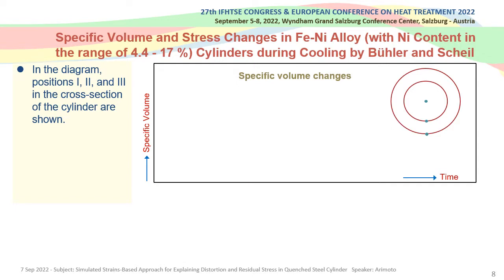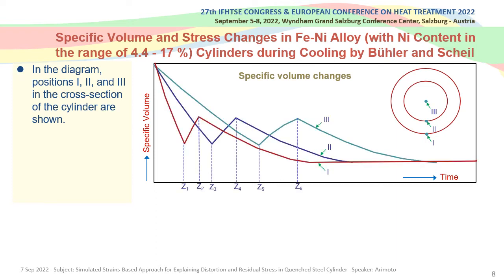Bühler and Scheil estimated qualitatively the changes in specific volume and stress during the quenching process of iron-nickel alloy cylinders and drew a schematic diagram. In the figure, positions 1, 2, and 3 are provided in the cylinder. Specific volume change is assumed to be caused by thermal contraction and transformation expansion, and their changes at positions 1, 2, and 3 are graphed.